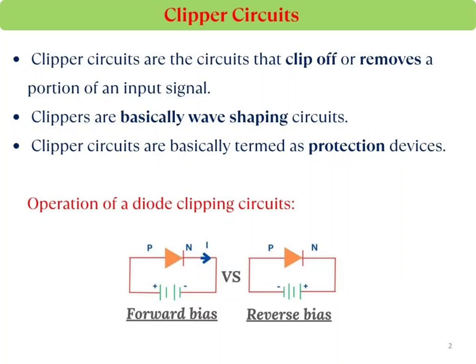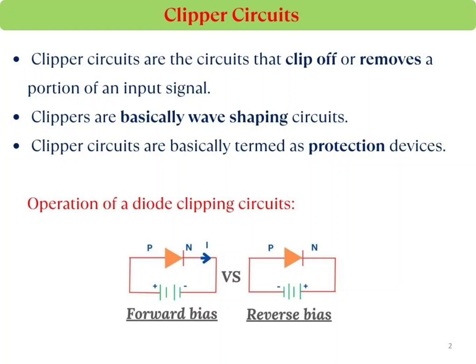The clippers are basically wave shaping circuits that control the shape of an output waveform. It consists of linear and non-linear elements, but it does not contain any storage element. The operation of a diode clipping circuit: first one is a forward bias and another one is a reverse bias.